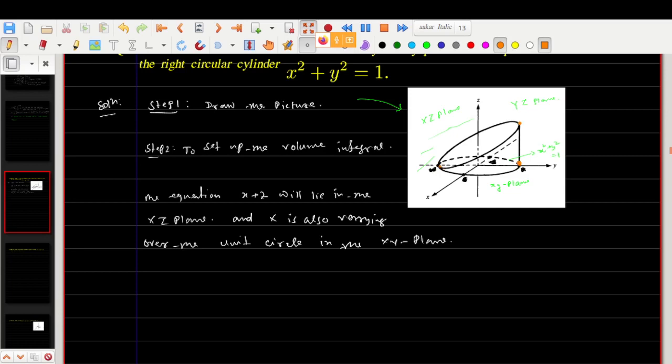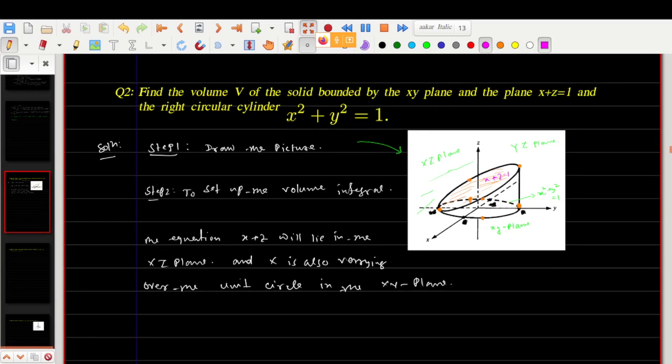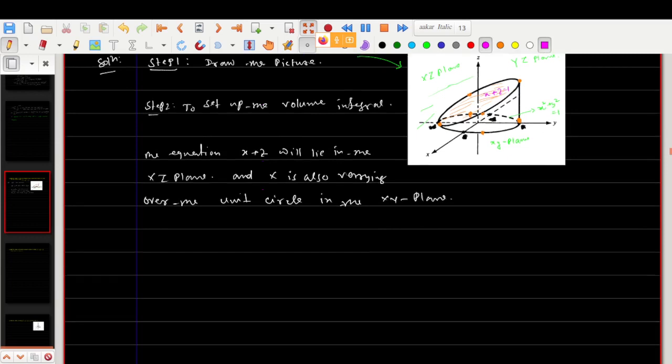When your x is here, then your z will coincide with the point itself, and when your x is here, then your z will lie here. When x is in the opposite direction, that is the upper half plane, then your z will lie down. So the xz plane will be this surface, the upper one, this one will be your x plus z equals 1 surface. So now you see in this picture what ranges x, y and z are varying over.